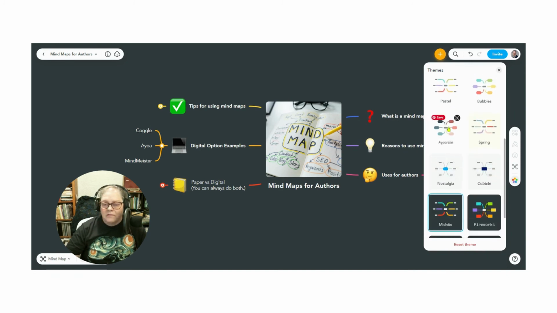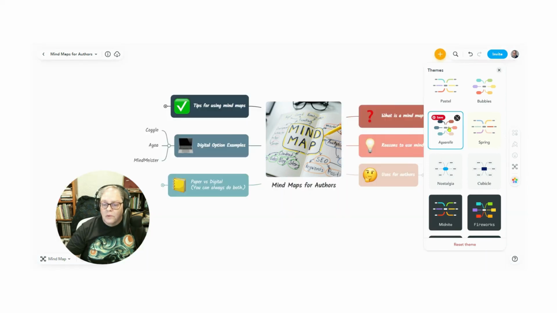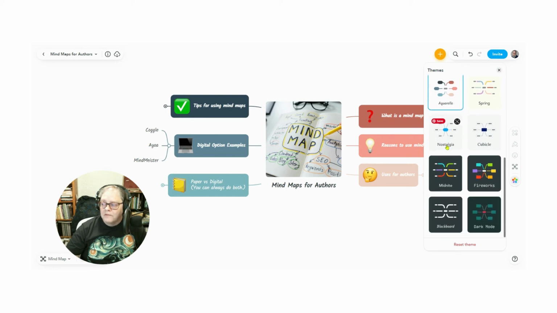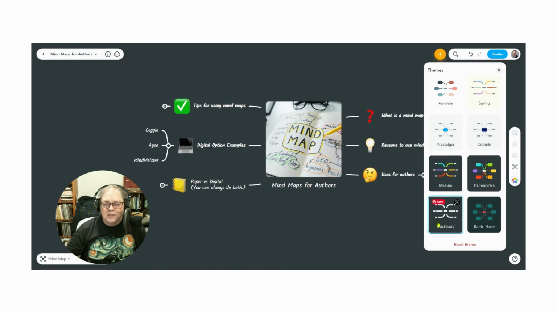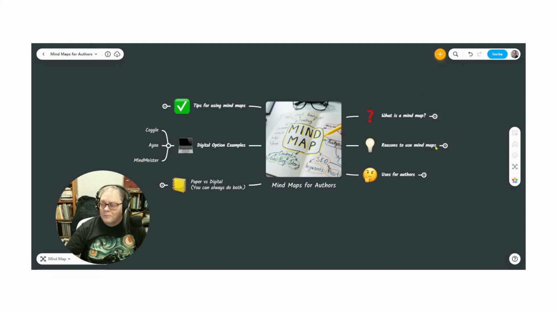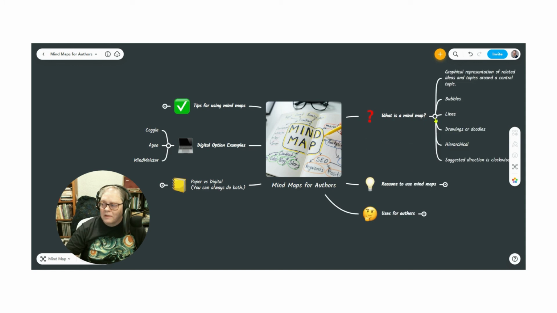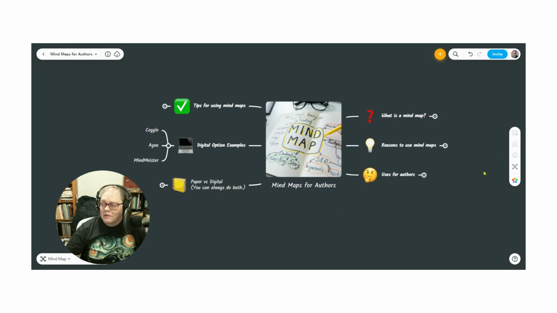And then they have some quite beautiful themes. Here's one called Aquarelle, which is beautiful. Maybe my favorite is Blackboard, which looks like white chalk on a blackboard. And then when you expand, let me get rid of this. When you expand, it looks handwritten. So that's really pretty.